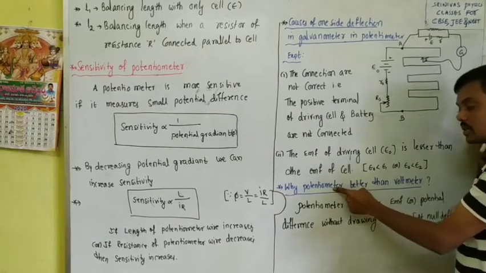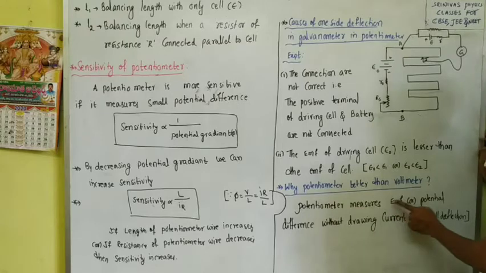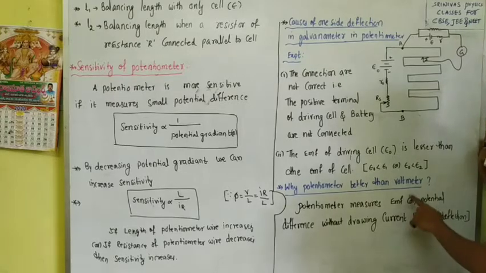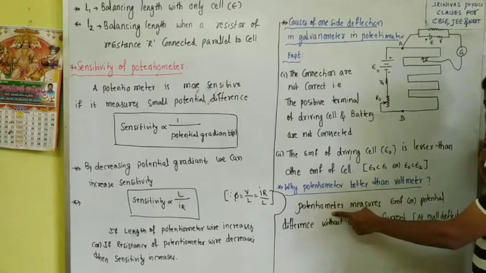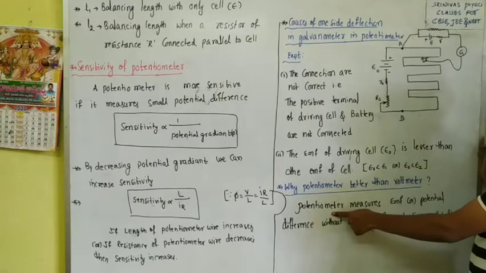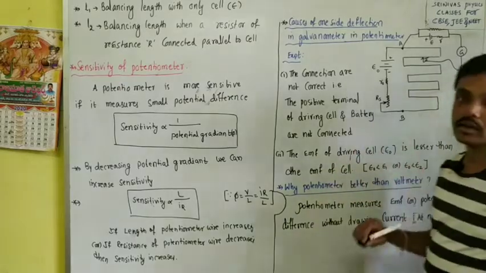And why is potentiometer better than the voltmeter? Potentiometer is used to measure the potential difference, voltmeter also is used to measure the potential difference, but potentiometer measures the EMF or potential difference without drawing any current. That's why potentiometer is better than voltmeter. Why? Because at the balancing condition potentiometer does not draw any current, and we are measuring the EMF at the balancing condition. That's why potentiometer is better than voltmeter.